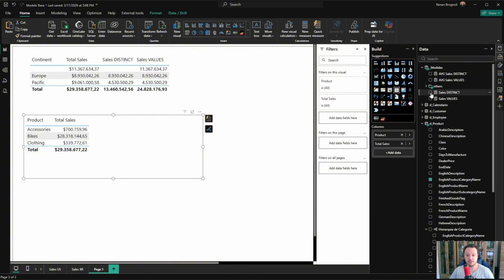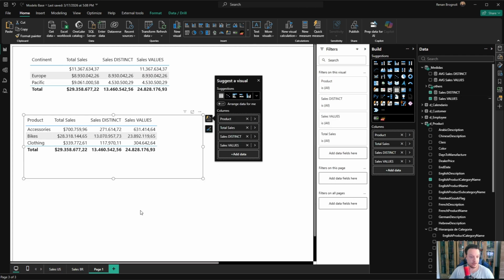Here, for instance, if we put the two measures, we will not have the same result. For the distinct, we'll have only 30 million, and for the values, 24. Because here, distinct is excluding all the blank rows, even when we have all the three categories in our dimension. So here, it is excluding United States and Canada for all the categories. And here it is maintaining it. Okay? Then when do we use distinct?